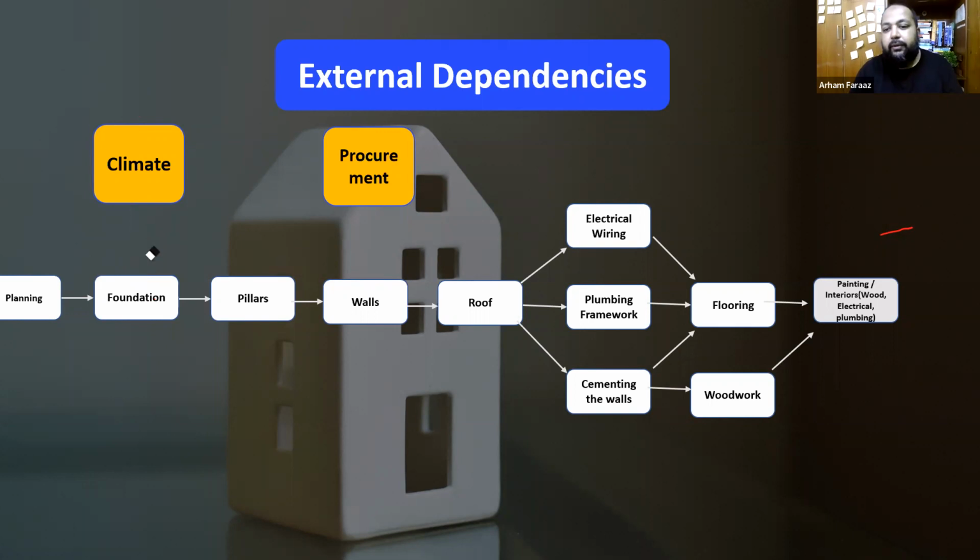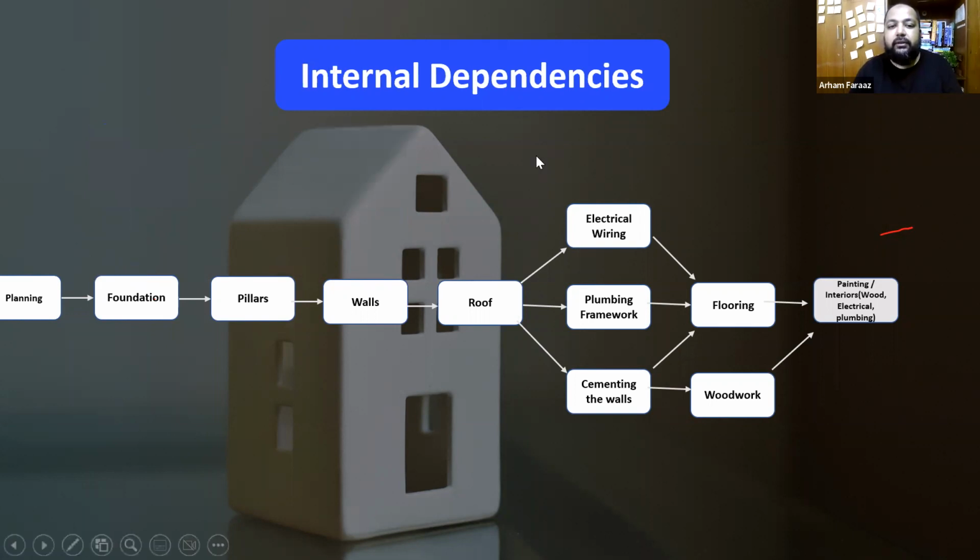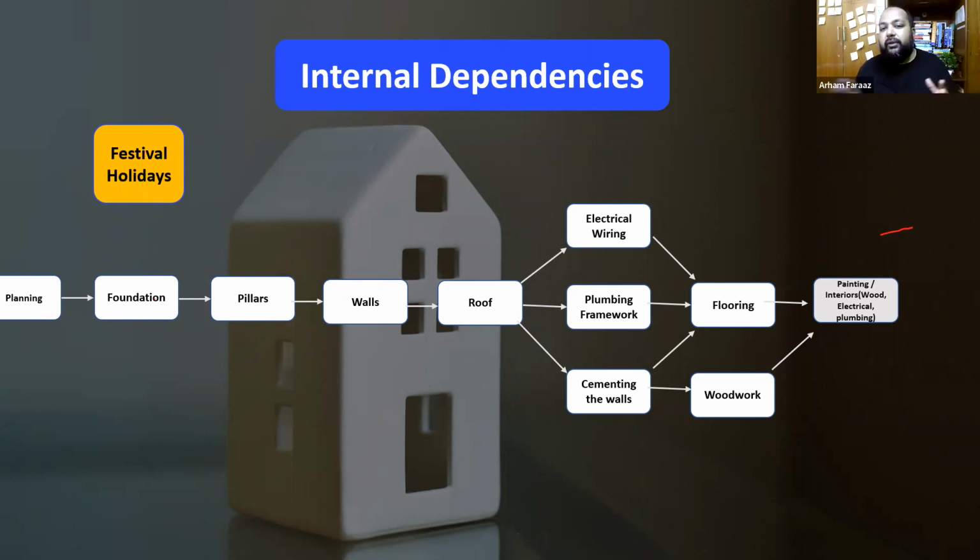Then the next one I have for you all should be the internal dependencies. Internal dependencies are within the project, which are under your control. Let's say you're working on the project and some festival holidays come in. You could say, fine, 10 people are there, I will not let all 10 of you go. 5 of you need to be working, and I'll give you a compensatory off to work later on. That's the internal dependency, which is under your control, the project manager's control, the project team's control. So these can be managed.